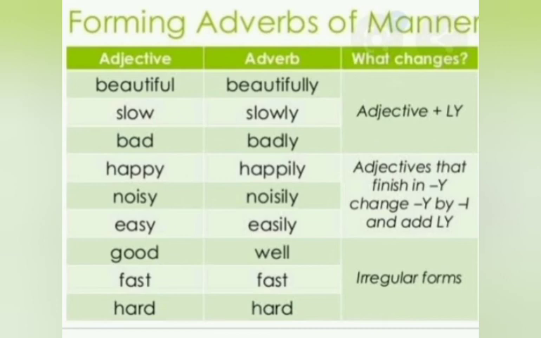We cannot add ly to the words fast, hard, and good. There's no such word as goodly or fastly, right? But instead, in place of good, we give another word, and that is well. In place of fast, it stays the same. In place of hard, it also stays the same. So this is how this table actually teaches you how to change from an adjective to form the adverb of manner.